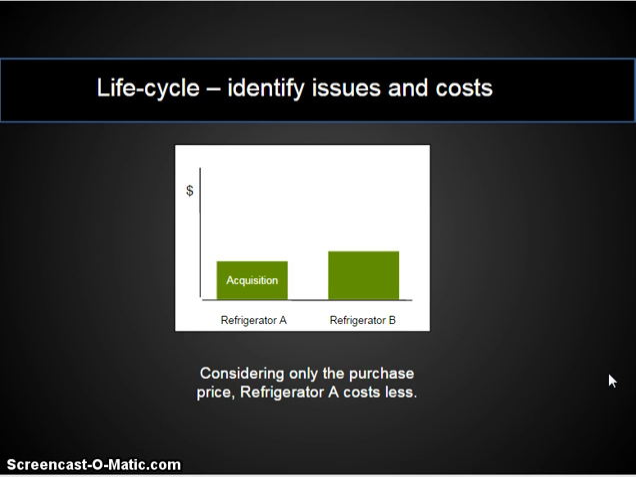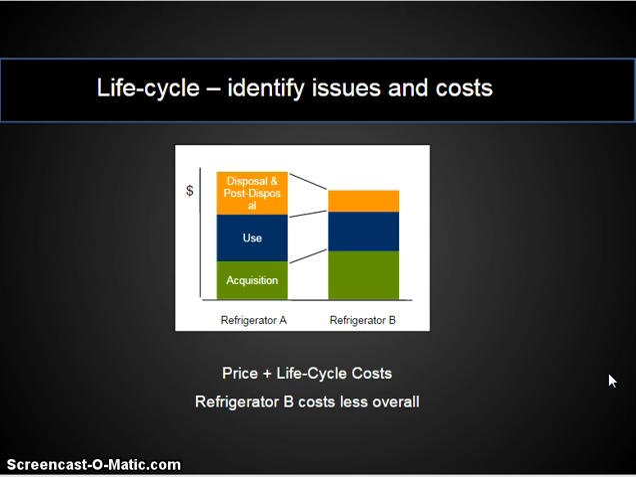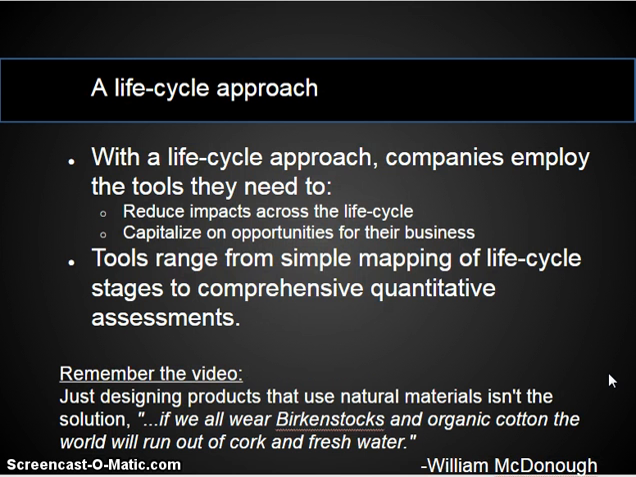When you look at a life cycle analysis, when you initially look at a product before considering the whole analysis, let's take an example of a refrigerator. You think of just the price of the refrigerator. Okay, refrigerator A is cheaper than refrigerator B. But when you look at it a little bit deeper, you see when you consider the cost of use and the cost of disposal and post-disposal, you'll see that refrigerator B in this case is less expensive overall. That goes for not just cost but also environmental impact.